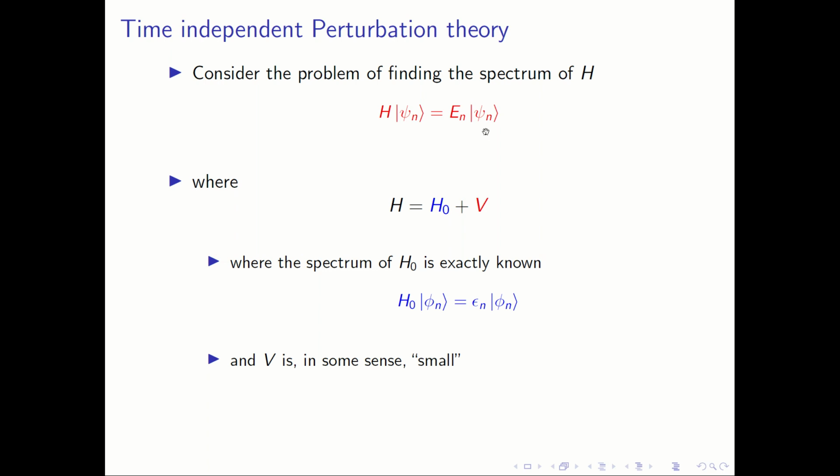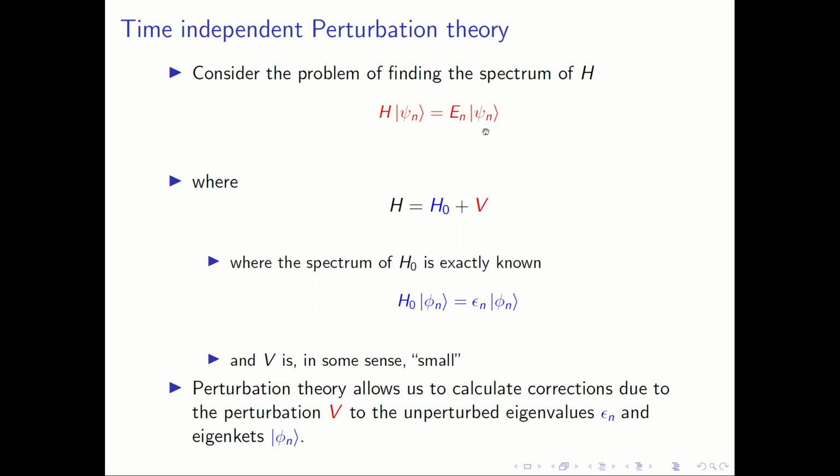V, the rest of the Hamiltonian, is in some sense small. That is, we expect at least that because of this additional piece V, the eigenvalues and eigenvectors of H will differ from the eigenvalues and eigenvectors of H0, but not by a huge amount. So, perturbation theory essentially allows us to calculate corrections due to this perturbation V to the unperturbed eigenvalues εn and eigenkets |φn⟩. So, we want to figure out how the |ψn⟩'s are different from the |φn⟩'s and how the En's, the exact eigenvalues of H, are different from the εn's.